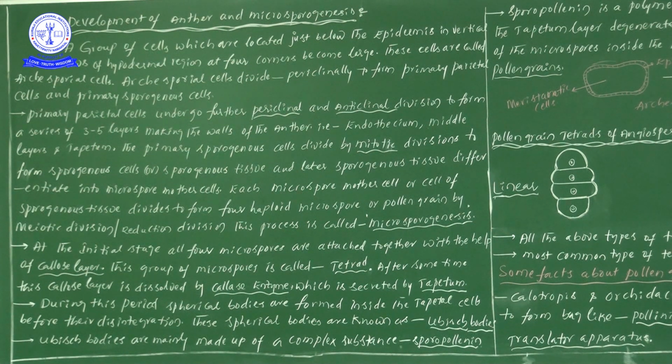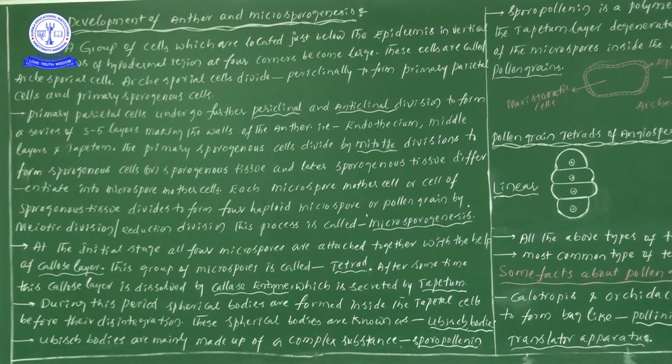So 4 pollen grains are commonly surrounded by a callose layer. This kind of group of microspores we will be calling a tetrad. In this tetrad, how many pollen grains are there? 4 are there. Because of the presence of 4 pollen grains as a group, from our subject point of view, we will be calling that group a tetrad. This tetrad is surrounded by a callose layer. Important, listen carefully. Callose layer.